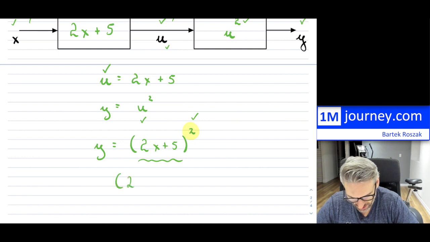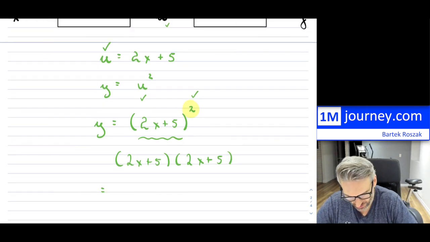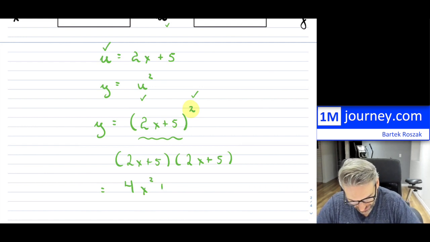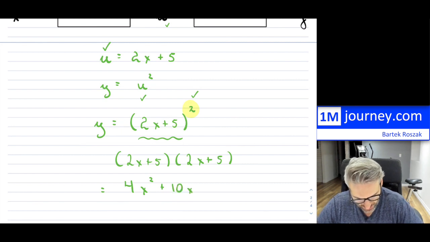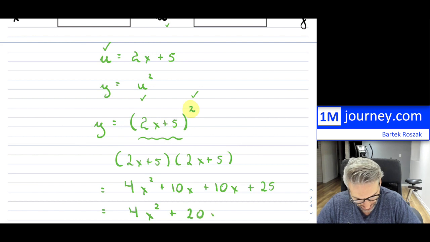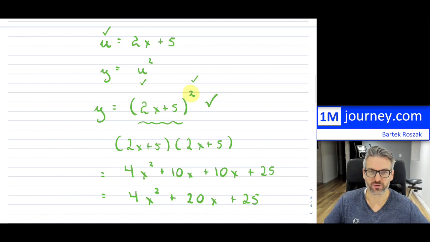So this is nothing else but 2x plus 5 multiplied by 2x plus 5. And I will obtain 4x squared, plus 10x, plus 10x, plus 25. And overall, this expanded would have been 4x squared plus 20x plus 25. So you can say, well, I remember how to square these things. I did it in grade 10.